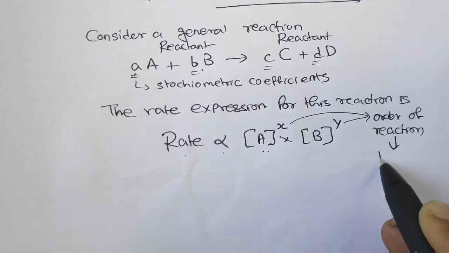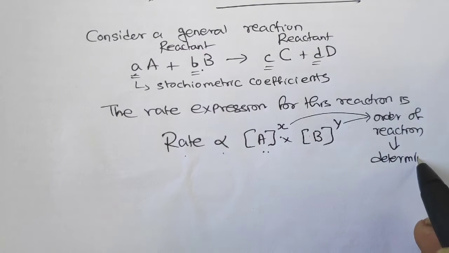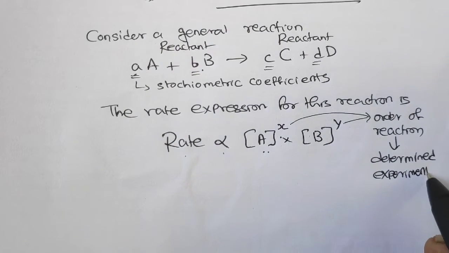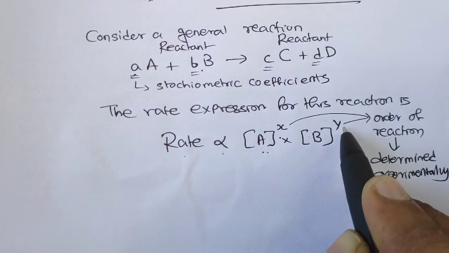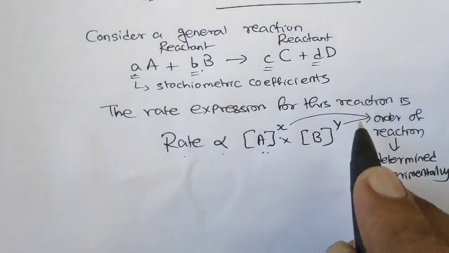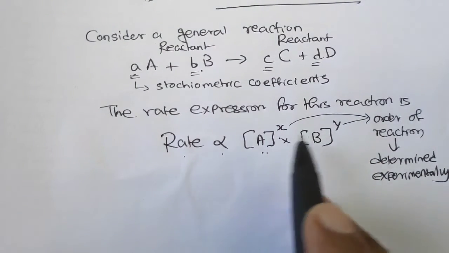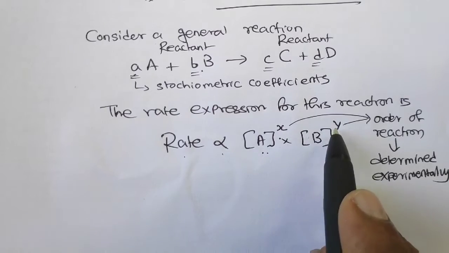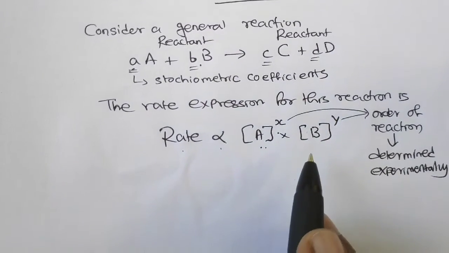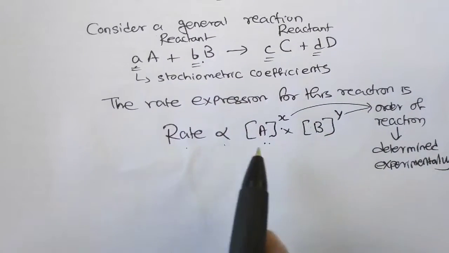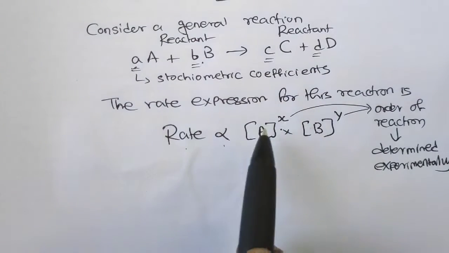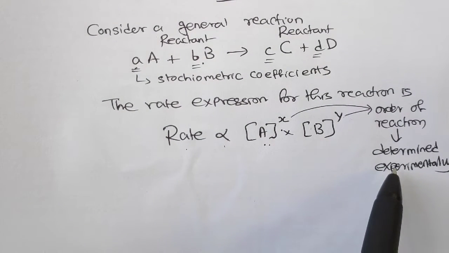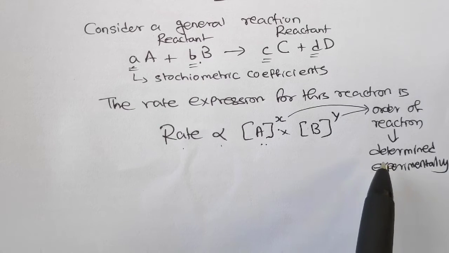Now order of reaction is determined experimentally. So you don't have to learn by heart. It will be given in your questions if it is asked. And there are some numericals in which you have to calculate this. That I will explain when it comes. So now this x and y are not the a, b, c and d, that is stoichiometric coefficient. These are order of reaction, and order of reaction is determined experimentally, so no need to learn by heart there.